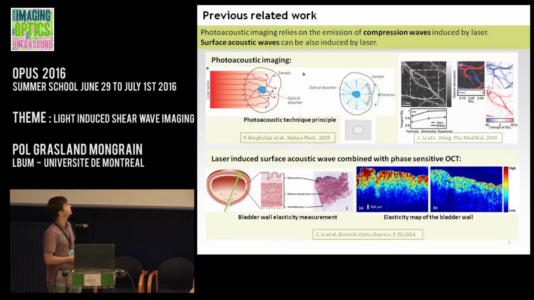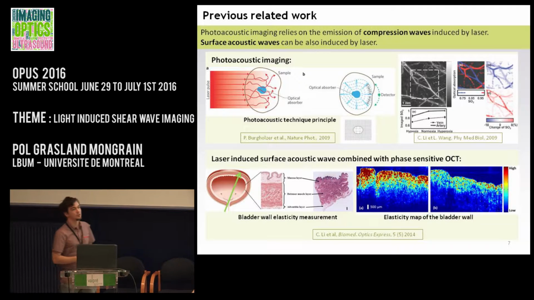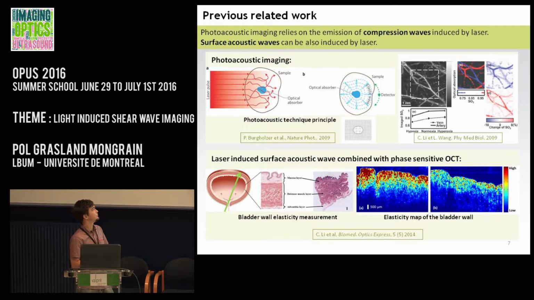Some related work: there is photoacoustics. Photoacoustics relies on the emission of a laser inside the biological tissue. When the laser is absorbed by a structure which is highly absorbing, there is a dilatation of this inclusion, and this dilatation creates an elastic wave, an acoustic wave. The acoustic wave can be acquired by acoustic probes placed all around.